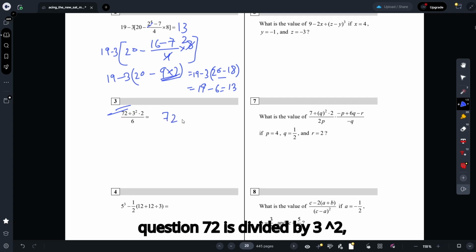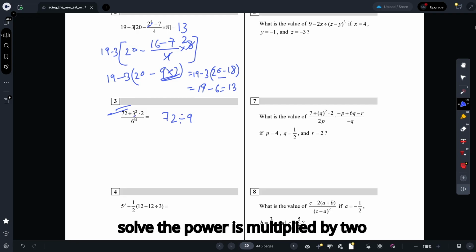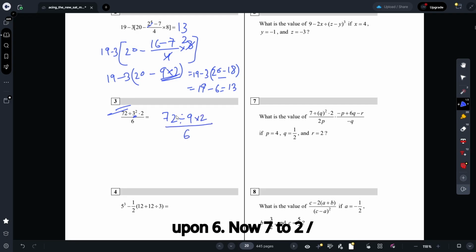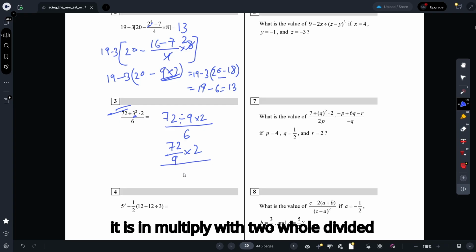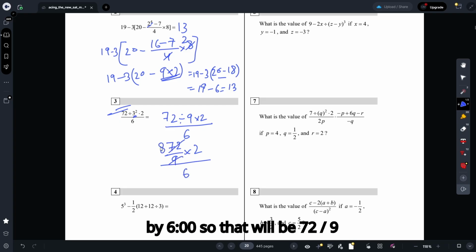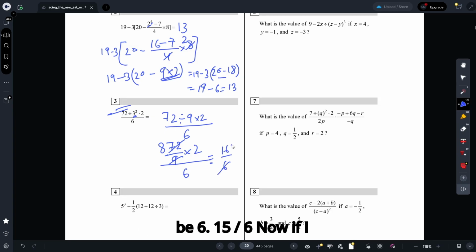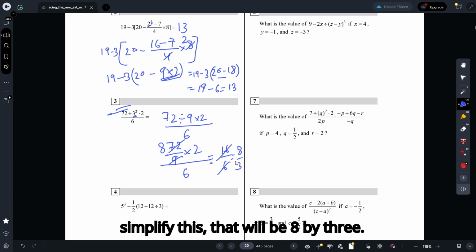Moving on, solve this third practice question. 72 divided by 3 square, multiplied by 2 upon 6. 3 square is 9. First we will solve the power. Now 72 divided by 9, and it is multiplied by 2 divided by 6. So 72 divided by 9 is 8. 8 into 2 is 16. So that will be 16 divided by 6. Now if I simplify this, that will be 8 by 3.